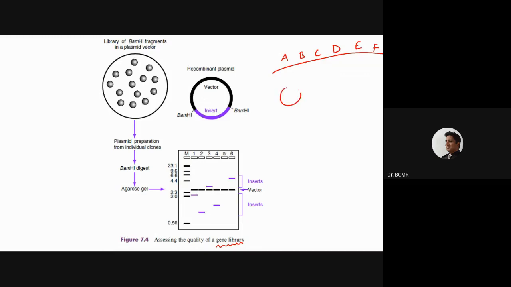That means we must have a clone like this, which has gene A or fragment A. Here should be B, C, and so on. Like that, D, E, F also. So that is a genomic library.